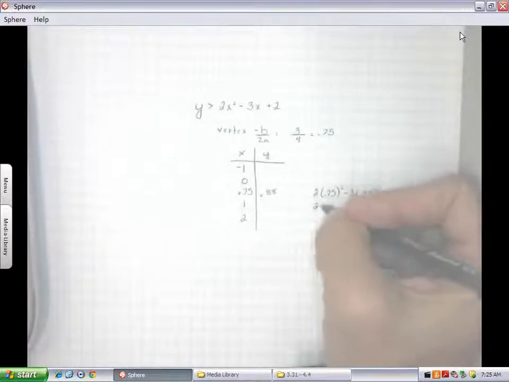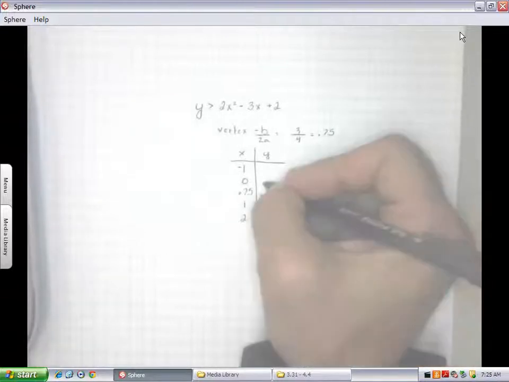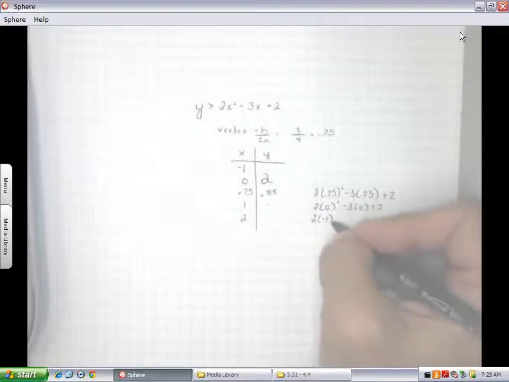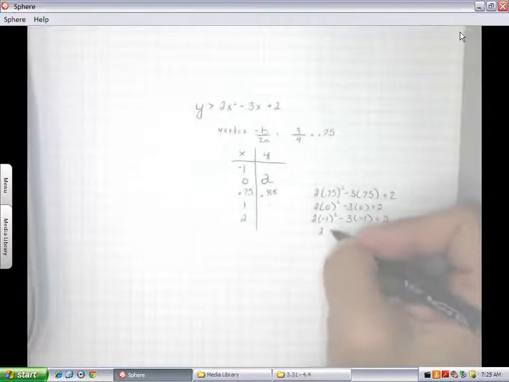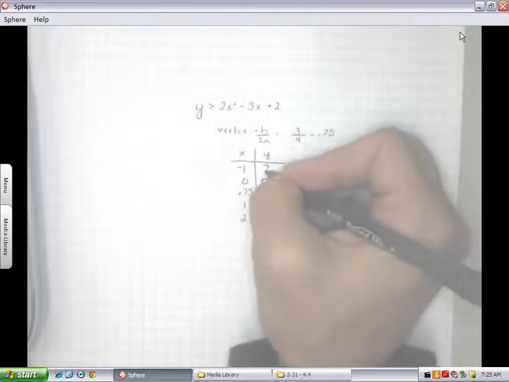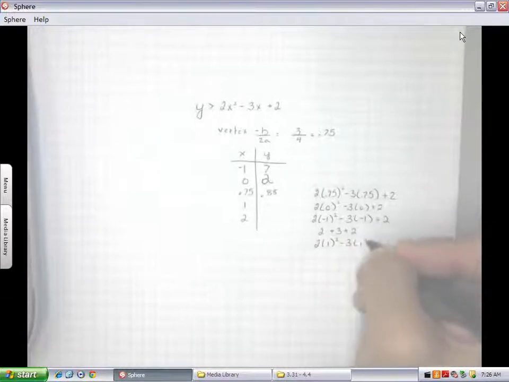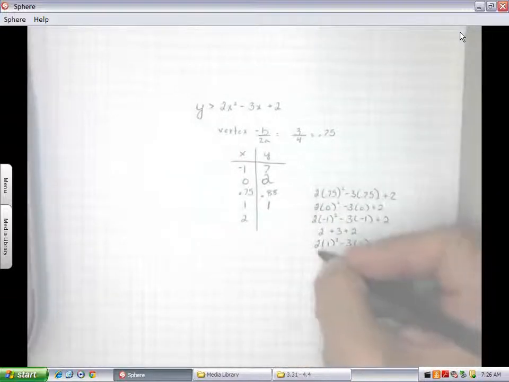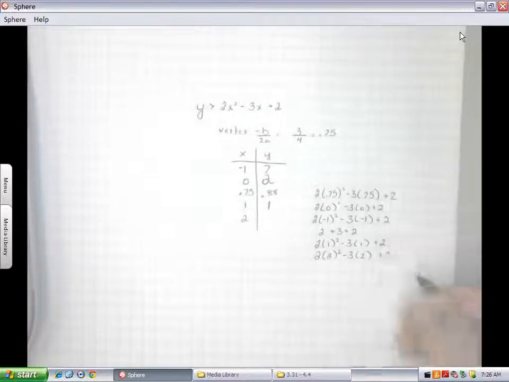I'm plugging in 0. 0 squared minus 3 times 0 plus 2. That's just 2. 2 times negative 1 squared minus 3 times negative 1 plus 2. It's 2 plus 3 plus 2. That's 7. 2 times 1 squared minus 3 times 1 plus 2. That's actually going to give me 1. And then 2 times 2 squared minus 3 times 2 plus 2. That's going to give me 8 minus 6 plus 2, which is going to give me 4.